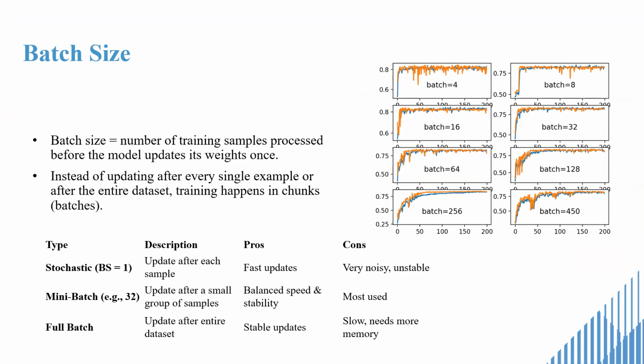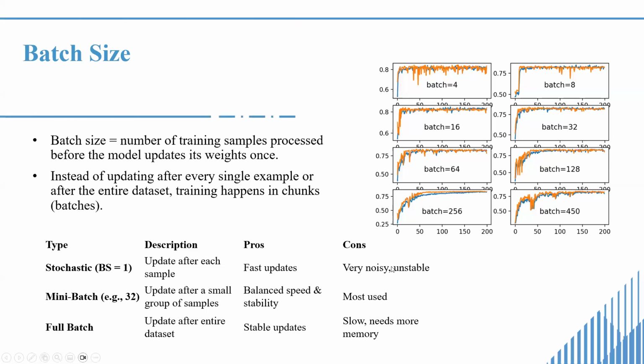Then we have batch size. It is the number of training samples processed before the model updates its weights once. Instead of updating after every single example or after the entire data set, training happens in chunks. You split the data into small chunks, for example 128, however many it should be. You have stochastic, mini batch, and full batch. You can go and see the pros and cons in these slides.